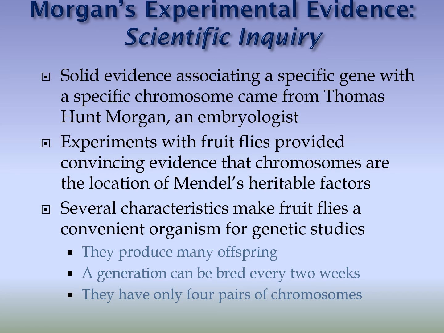Now, several characteristics make using fruit flies pretty convenient in the lab, right? They produce many offspring. They can breed every 2 weeks, so they can generate a new generation relatively quickly. And they only have 4 pairs of chromosomes, so it's easy to track all the genes within the chromosomes.